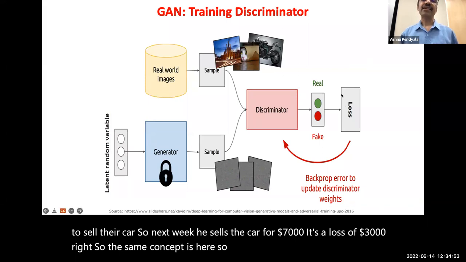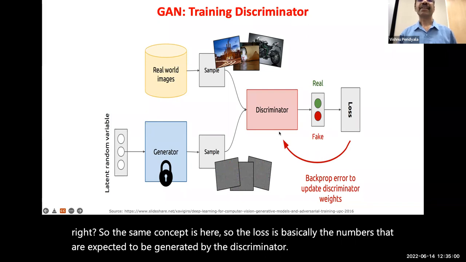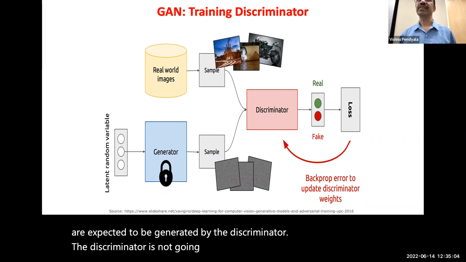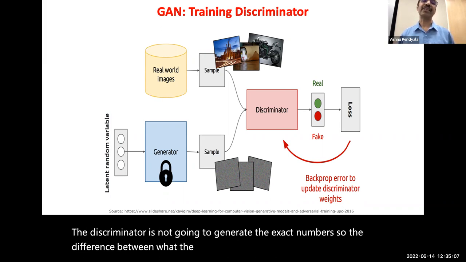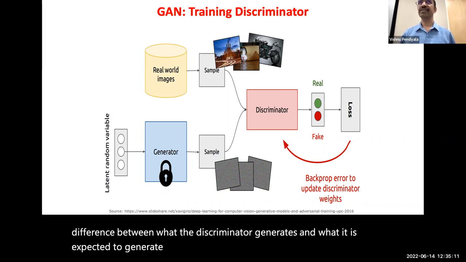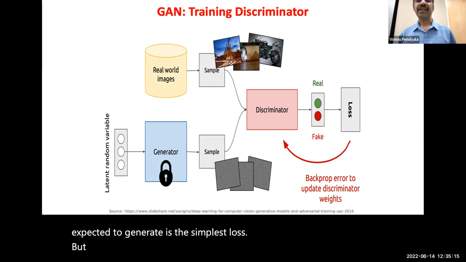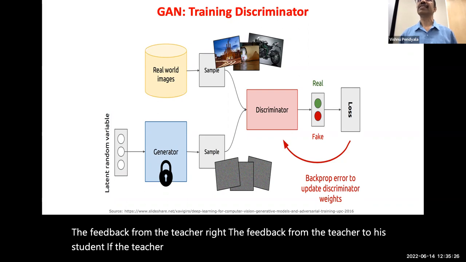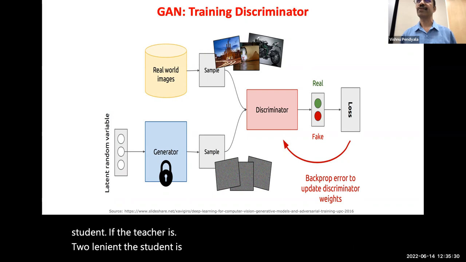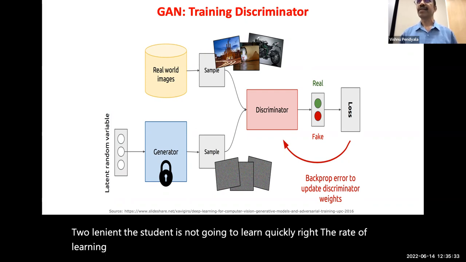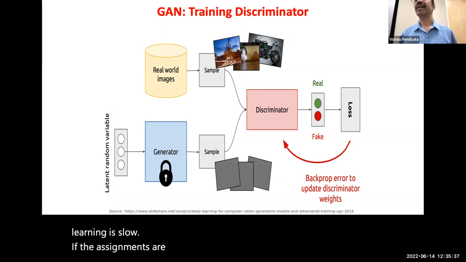So the loss is basically the numbers that are expected to be generated by the discriminator, but the discriminator is not going to generate the exact numbers. So the difference between what the discriminator generates and what it is expected to generate is the simplest loss. But an analogy for loss is also the feedback from the teacher, right? The feedback from the teacher to a student. If the teacher is too lenient, the student is not going to learn quickly, right? The rate of learning is slow. If the assignments are slam dunk and the quizzes are slam dunk, very easy to pass, the student is not likely to learn a lot. It doesn't serve as a good motivation.